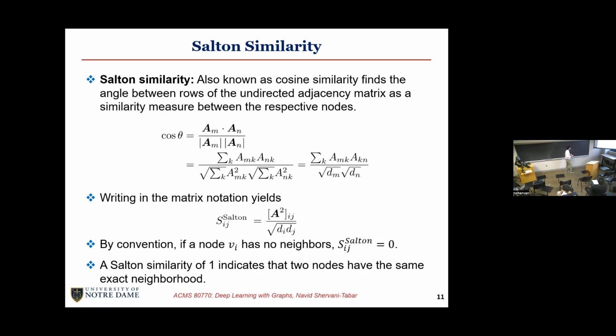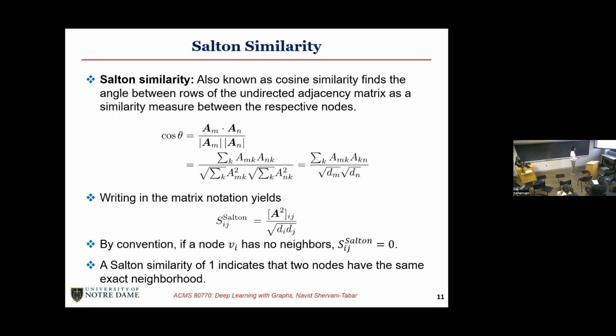When two nodes have a Salton similarity equal to 1, it means that they are sharing all their neighbors with each other. And we can see that easily from this relationship for Salton similarity.